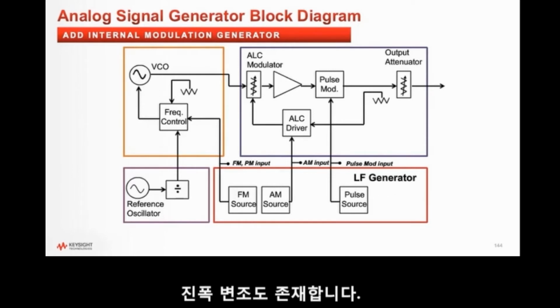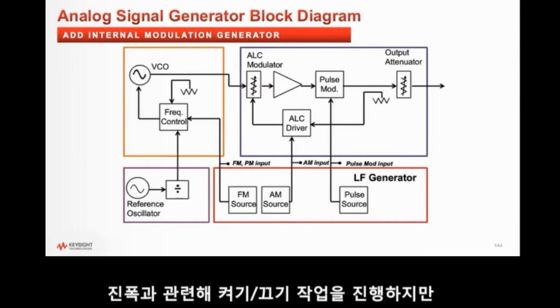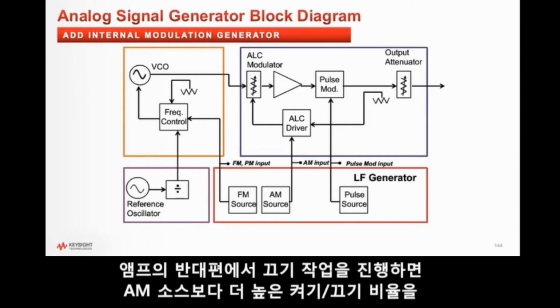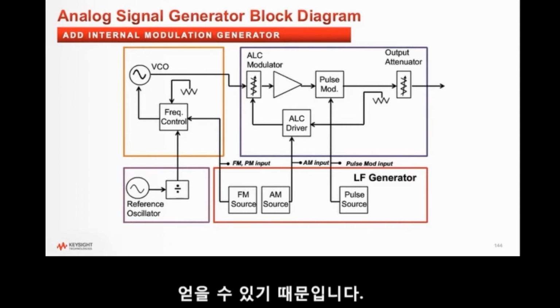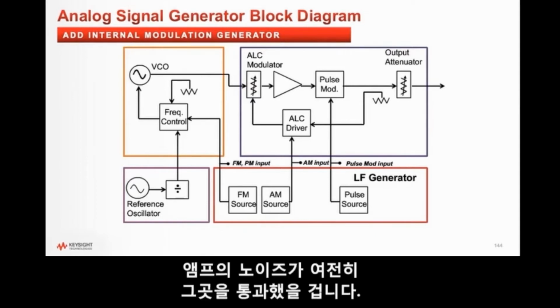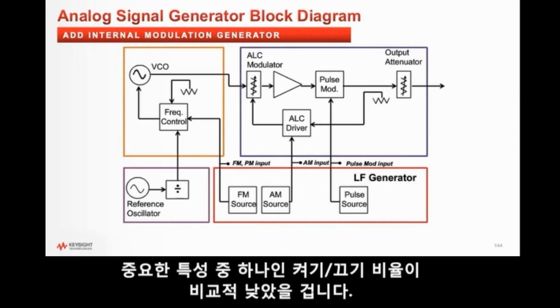Now the pulse source, it's tempting to think of that as an amplitude modulation. You're doing on-off with your amplitude. But we actually run that to a whole separate section, the pulse modulator. That's because we can get a higher on-off ratio by turning it off on the other side of the amplifier than you can with the AM source. If you turned it off with the AM source, you'd still have the noise of that amplifier and everything going through there. So you wouldn't get as high of an on-off ratio, which is one of the important characteristics we need to measure.